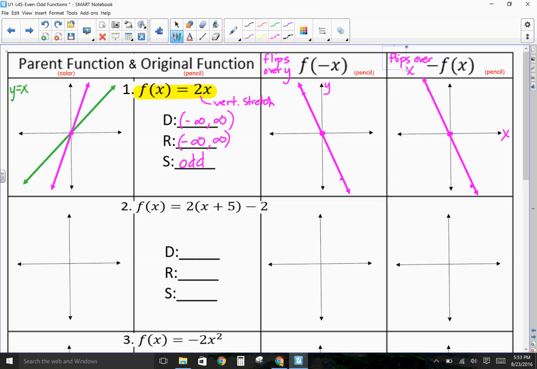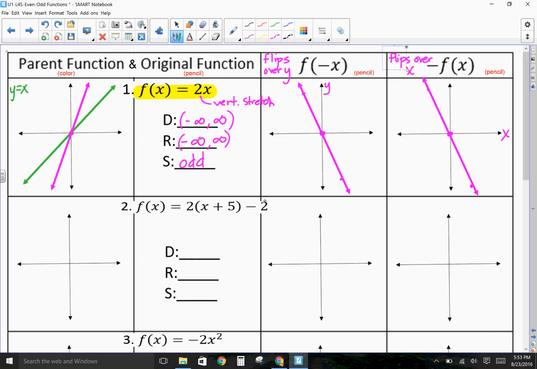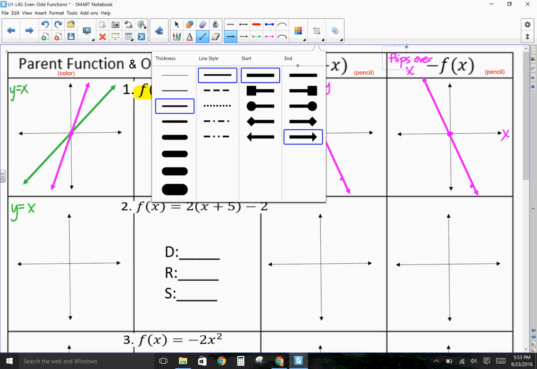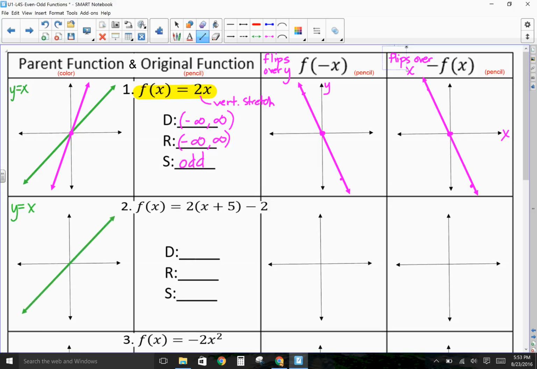Okay? Moving on to number 2. Find the parent function again. Okay, it is linear again. It has none of the other extra parts that any of our other parent functions have, so it's y equals x. And so we're going to go draw that parent function, and this is why I have you draw it in pen, because this is the one you shouldn't make a mistake on, because you've got the graph right there in your little chart. So that's y equals x.